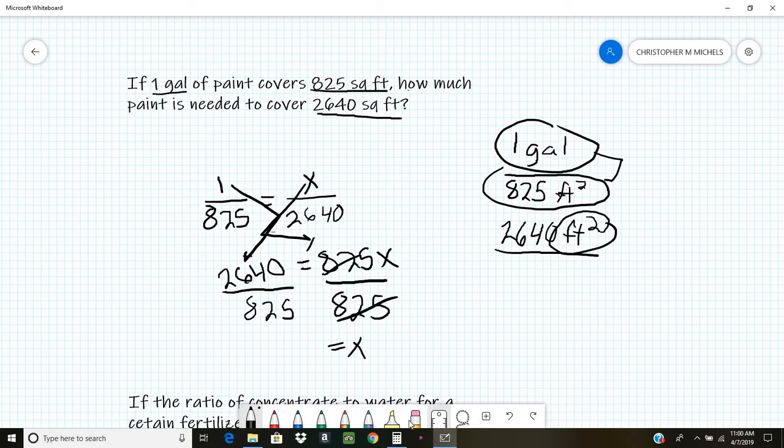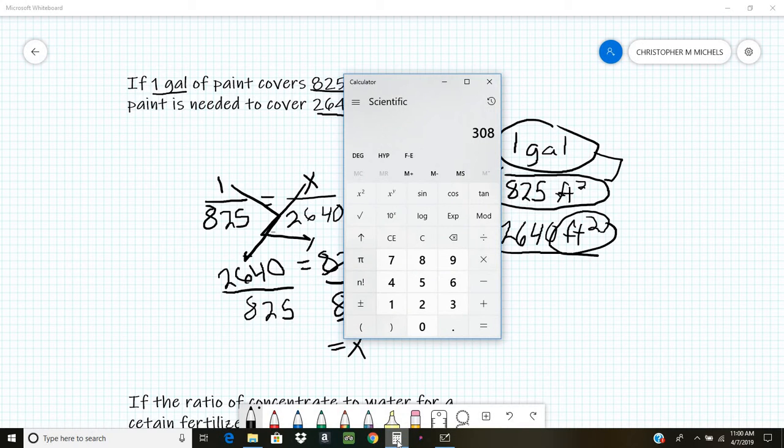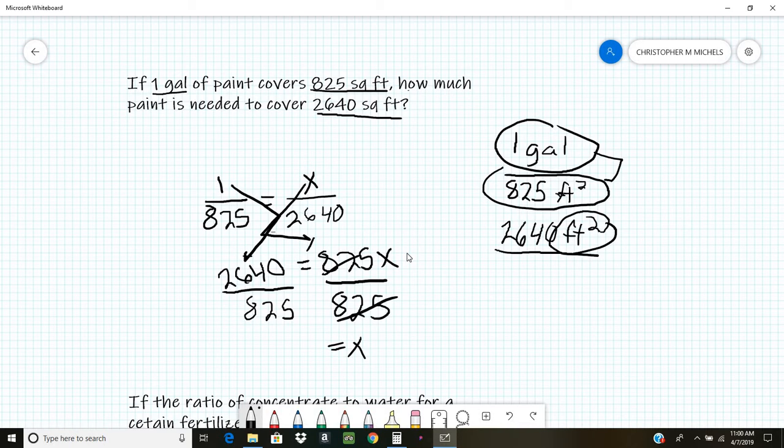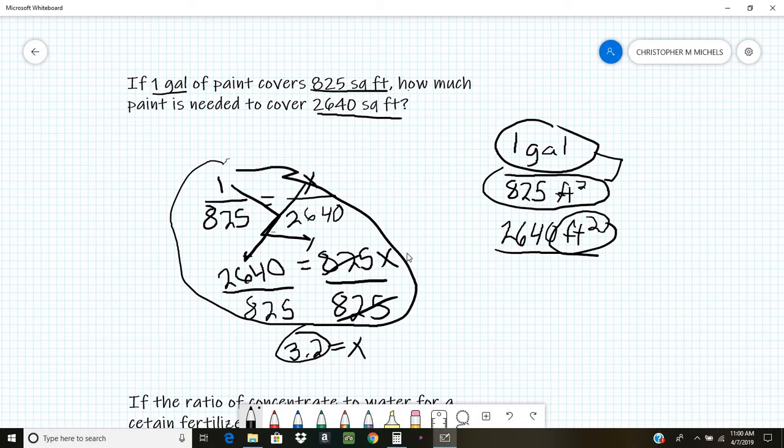So let's use our calculator on that one. Let's see, 2640 divided by 825. So we get 3.2. Let's write that down there. And if you want to put gallons, like if you forget the units on these answers, I'm not going to dock you anything. I'm more concerned that you get the number, and more concerned about the thought process, like how are you processing information.